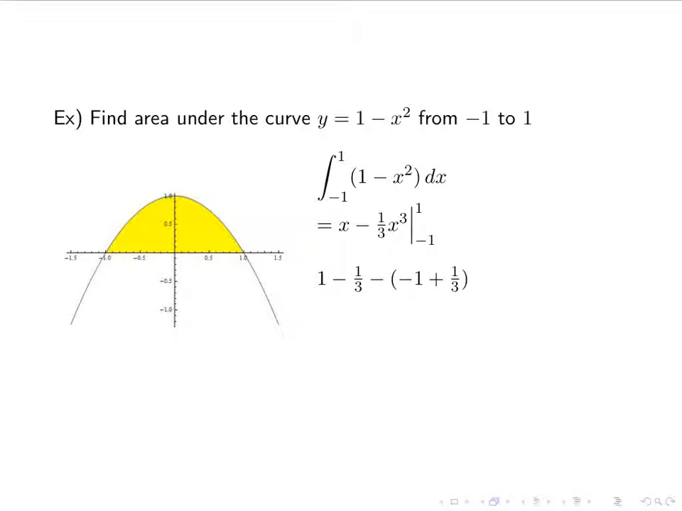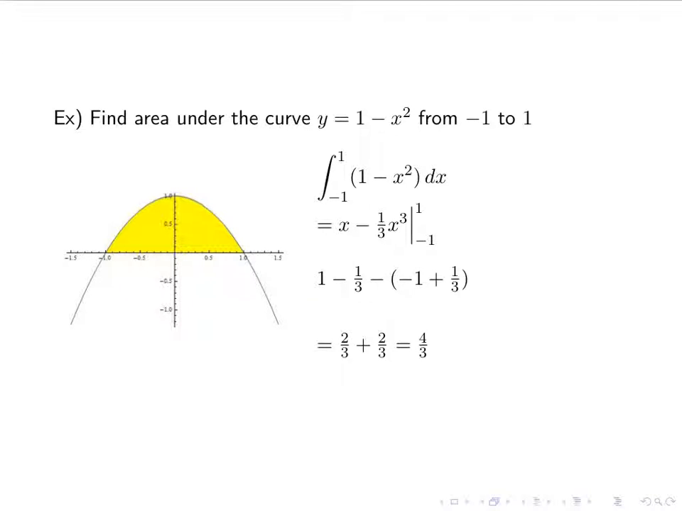When I plug in 1, I get 1 minus 1/3. And then in parentheses, I have when I plug in negative 1. So negative 1 plus 1/3. We'll have a double negative, it becomes a positive. And then 1 minus 1/3 is 2/3. And inside the parentheses, negative 1 plus 1/3 is negative 2/3. And again, we get that double negative. So we have 2/3 plus 2/3. And that gives us 4/3.